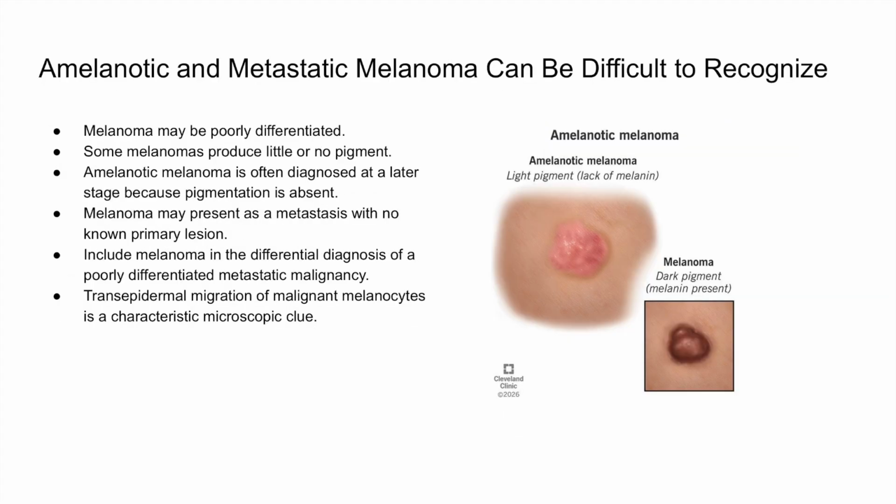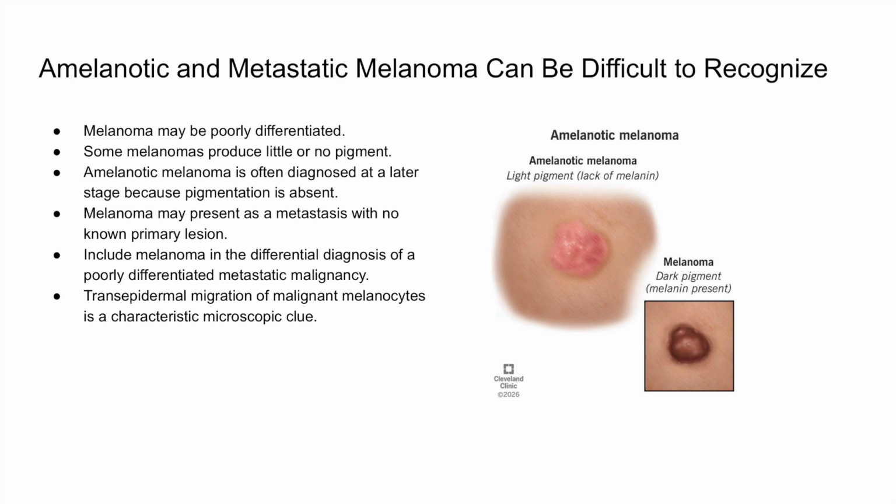So not every melanoma is darkly pigmented. Amelanotic melanoma produces little or no visible melanin and may present as a pink or red macule, plaque, or rapidly growing nodule. It can mimic dermatitis, a vascular lesion, or a non-melanoma skin cancer, which often delays recognition and leads to a greater Breslow depth at diagnosis.